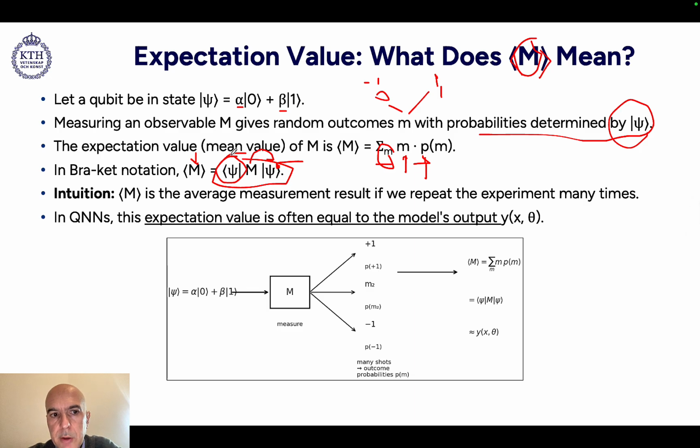What is the intuition of the expectation value? Well, the expectation value of an observable M is the average measurement result if we repeat the experiment many times. In a QNN, the expectation value is often equal to the model's output, y_x(theta). So we will take this expectation value as the output in order to calculate the loss function.